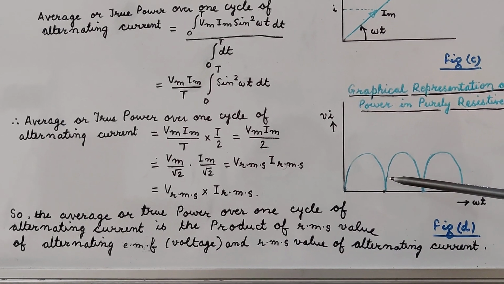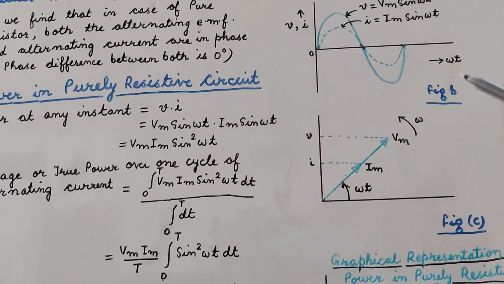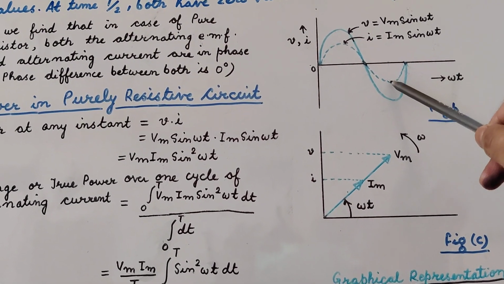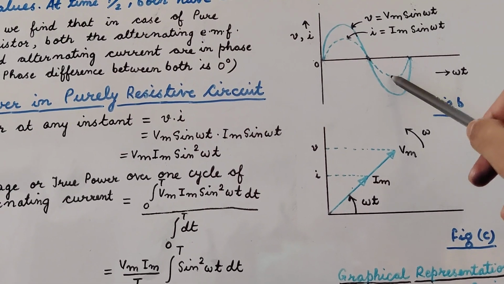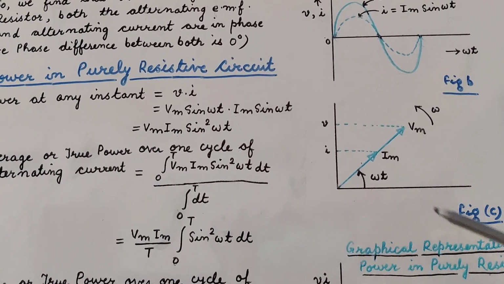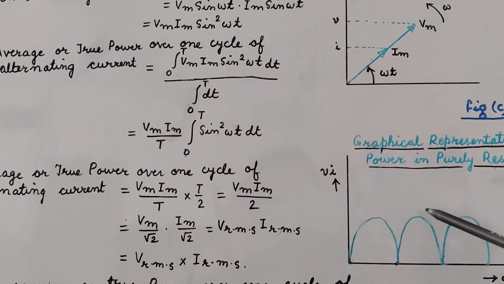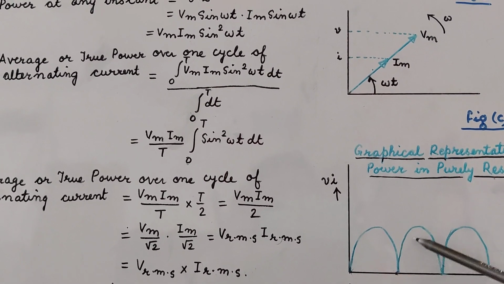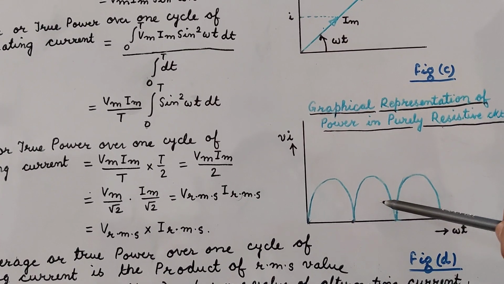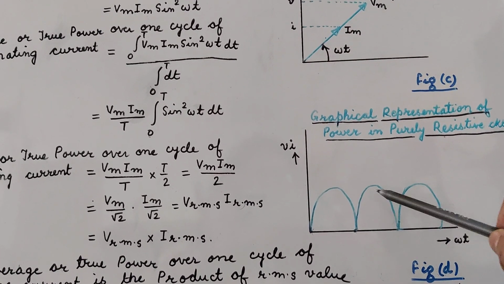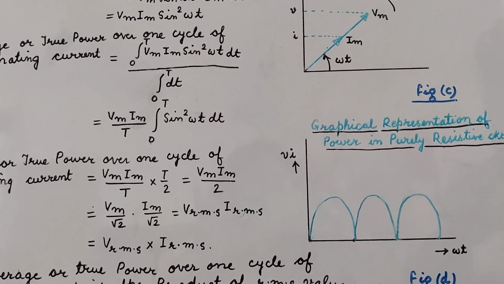And we also find that even when both the current and the voltage are negative, power is positive, because negative into negative will be equal to positive. So power is positive even in this half cycle, when both voltage and current are having negative values. So this is the graphical representation of power in a purely resistive circuit.